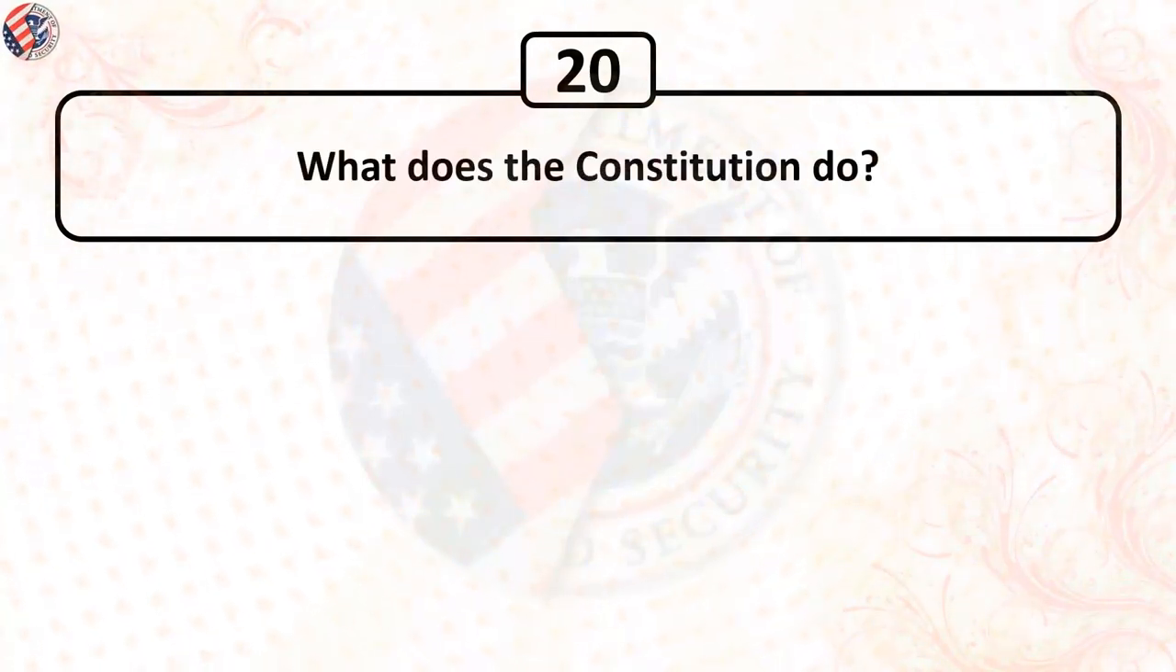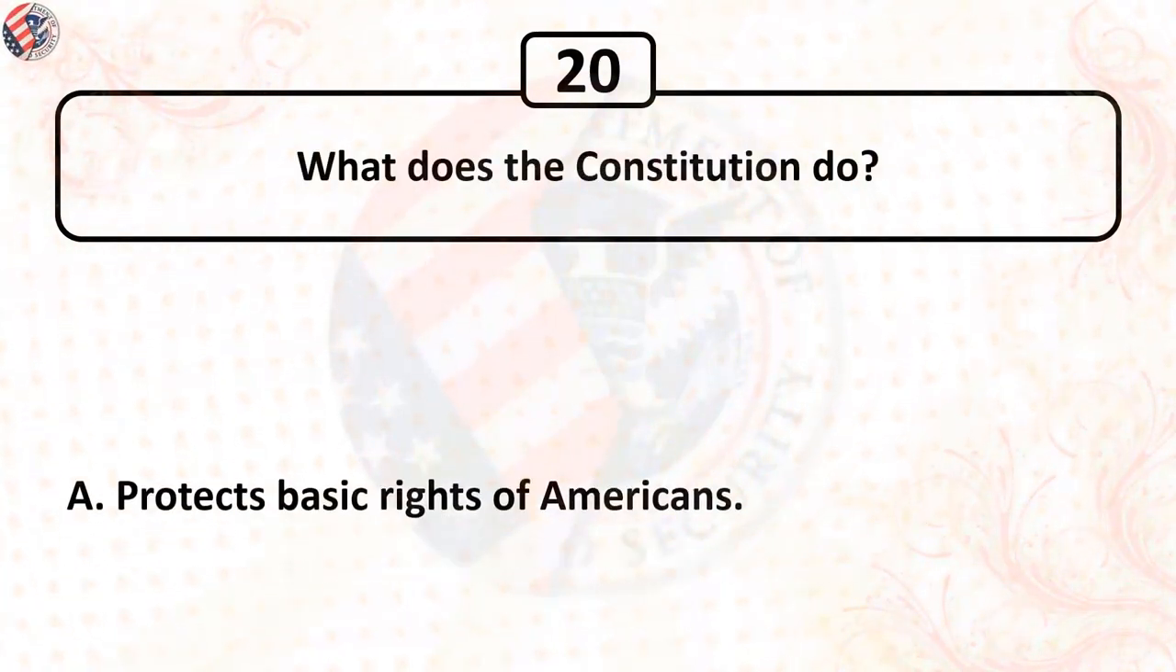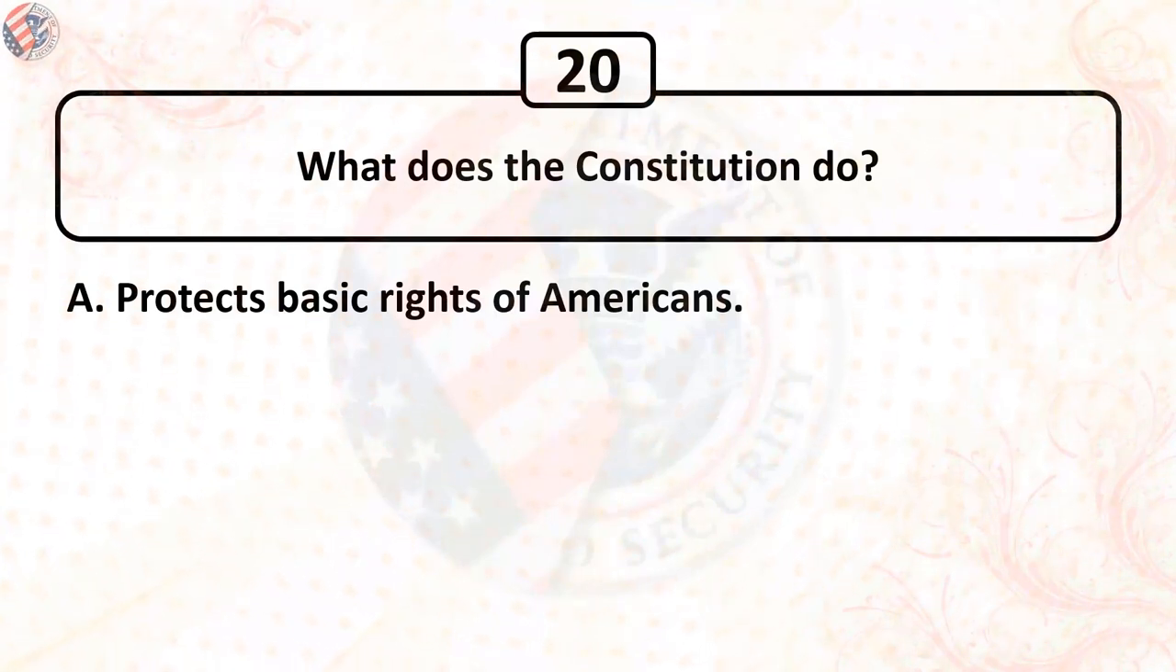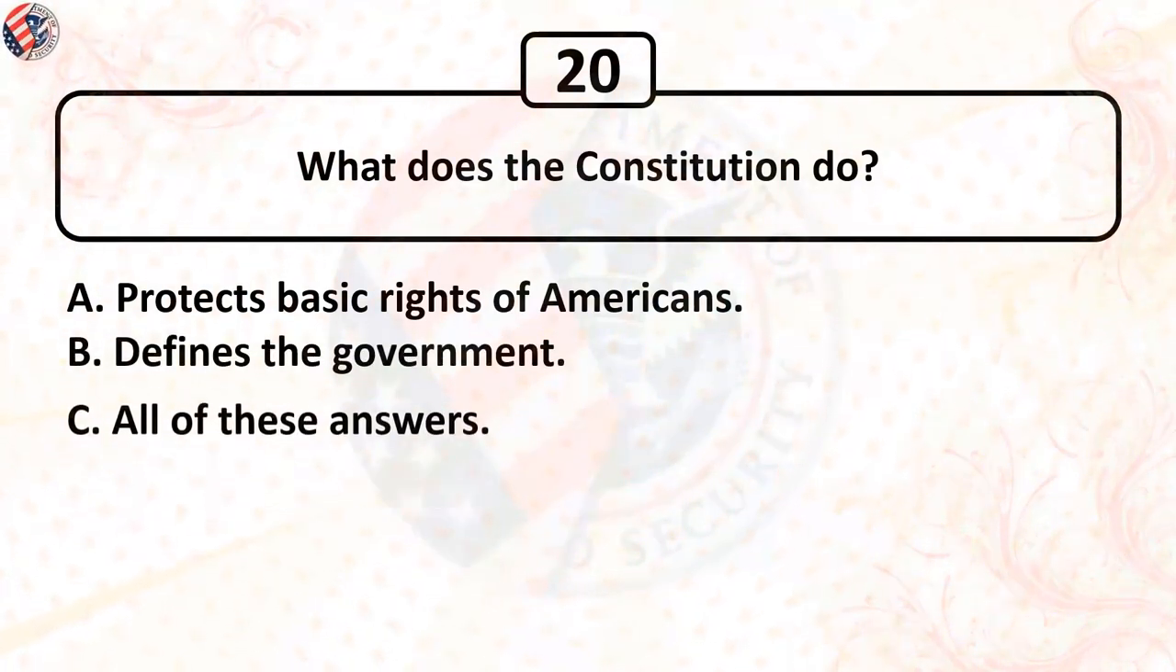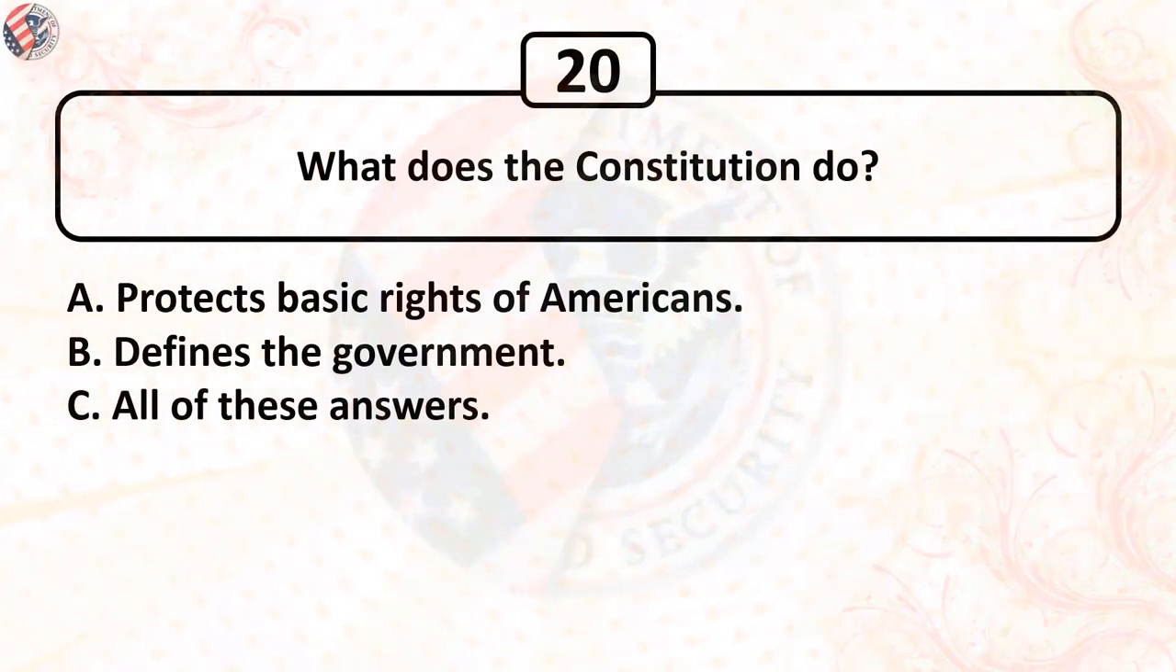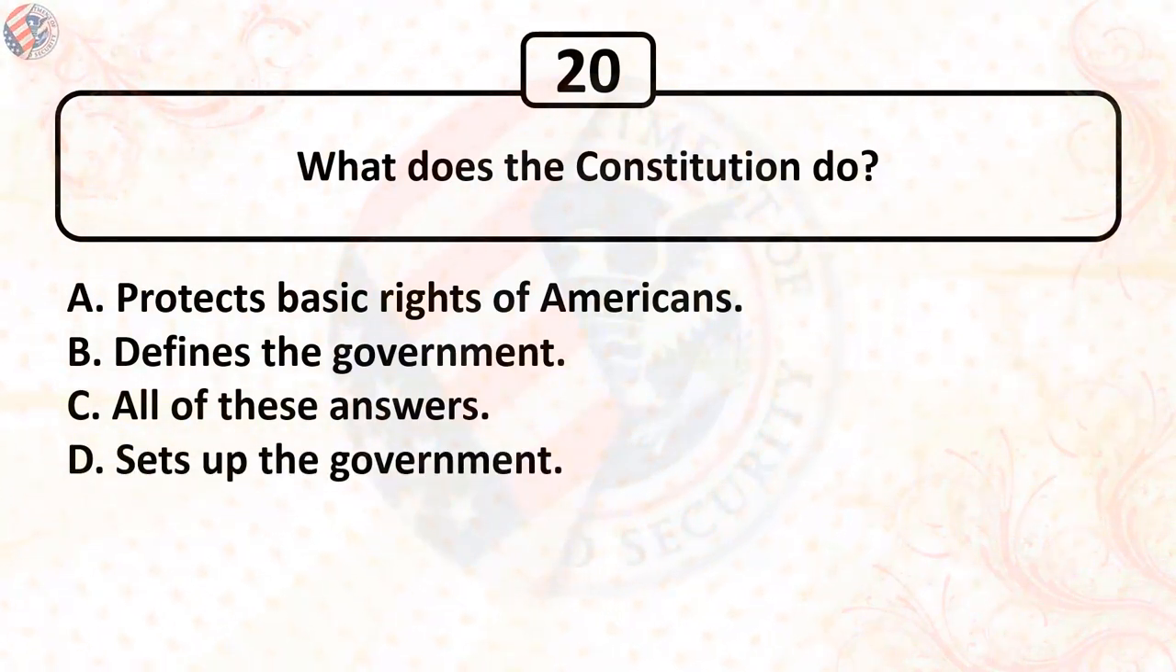What does the Constitution do? A. Protects basic rights of Americans. B. Defines the government. C. All of these answers. D. Sets up the government.